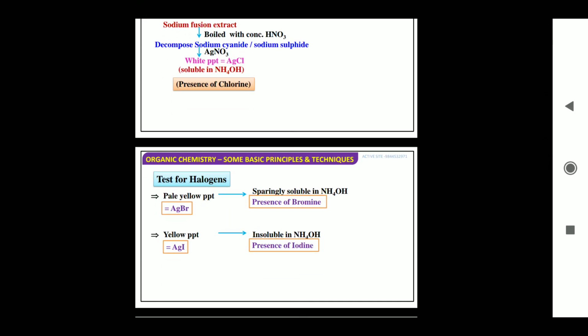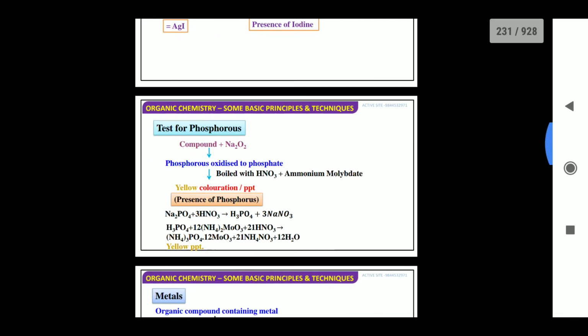So here you can see test for the halogen: pale yellow precipitate for silver bromide, and it is sparingly soluble in aqueous ammonia solution. It shows the presence of bromine. Similarly for silver iodide, it gives a yellow precipitate and it is insoluble in ammonium hydroxide. It shows the presence of iodine.